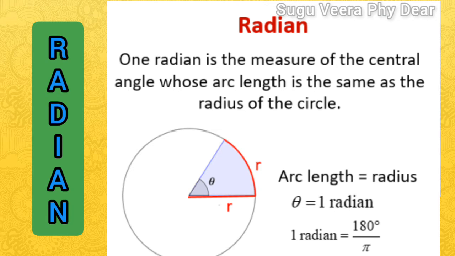It's simply defined as: 1 radian is the measure of the central angle whose arc length is the same as the radius of the circle. Arc length is equal to radius, theta equals 1 radian. So 1 radian is equal to 180 degrees divided by pi.